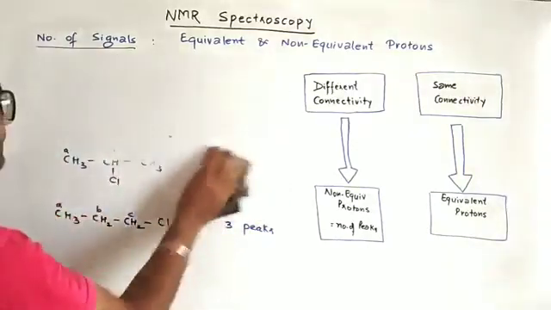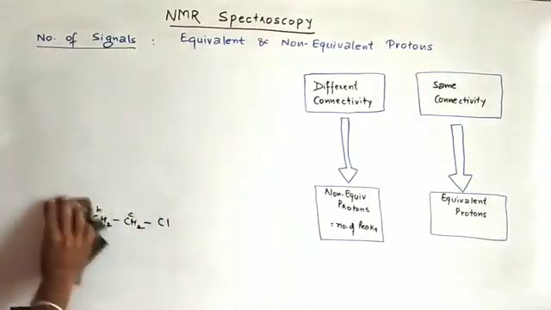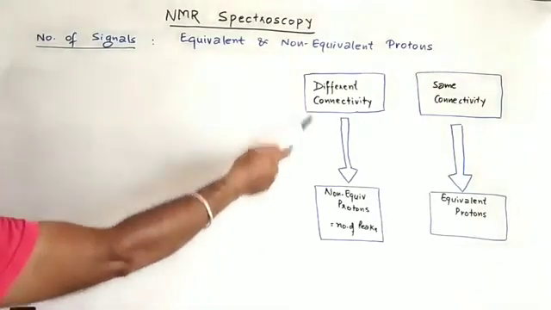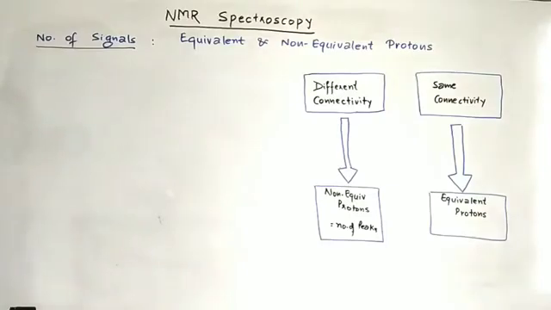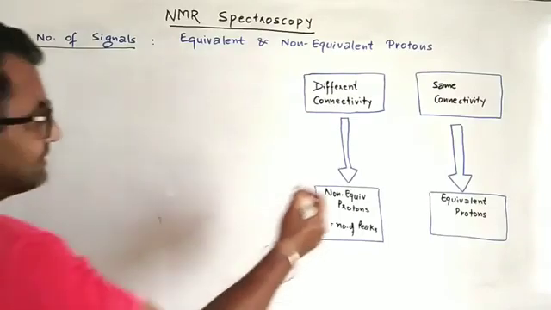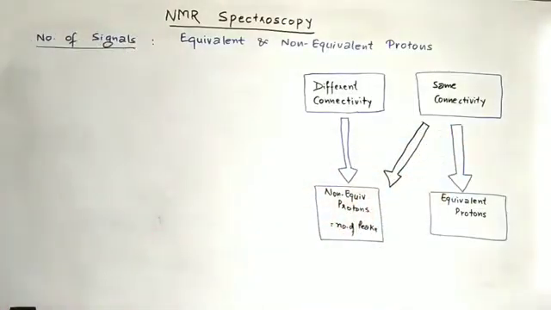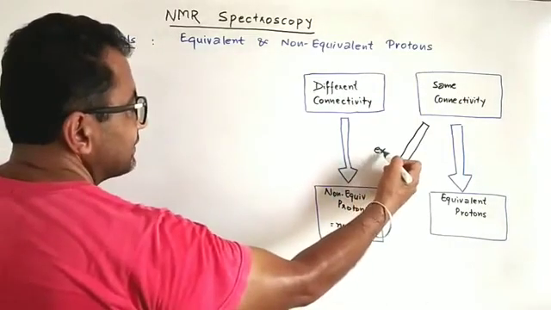Now there are some examples in which there are some exceptions. Exception means like different connectivity give non-equivalent protons, same connectivity give equivalent protons. But there are now some exceptions like same connectivity are non-equivalent protons. You can see that the same connectivity but non-equivalent. So this is exception.